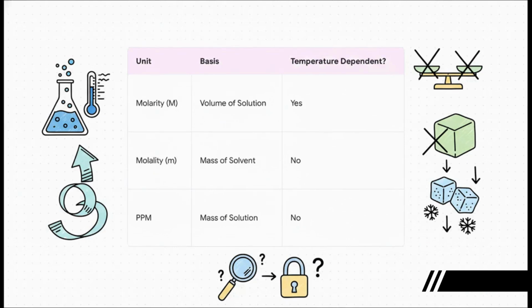Okay, so let's put all that together. What's really interesting on this slide is that last column. See that? Molarity, because it's based on volume, changes with temperature. But molality and ppm, since they're both based on mass, they don't. They stay constant. This distinction is the first major clue to solving our mystery.